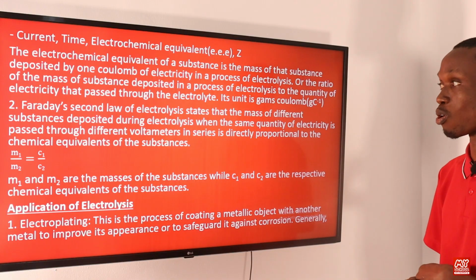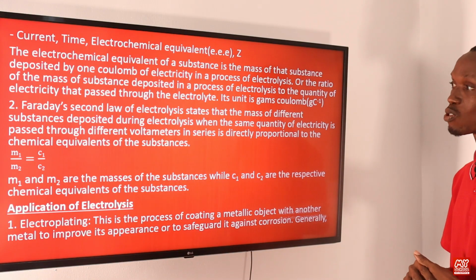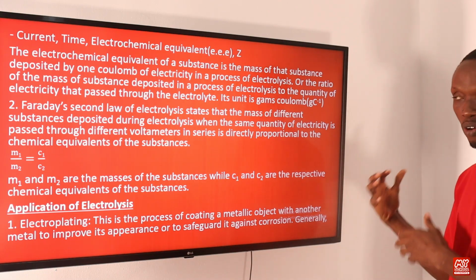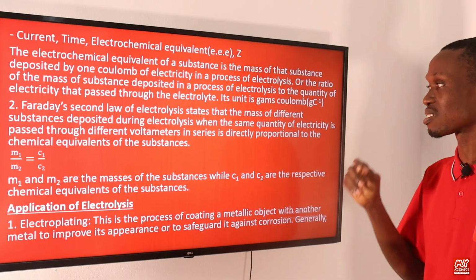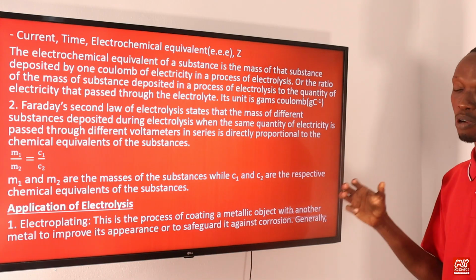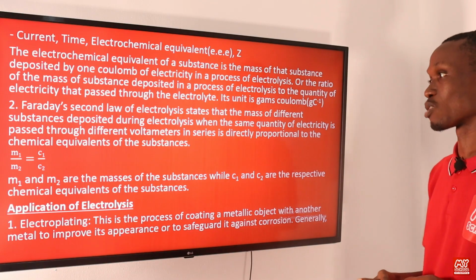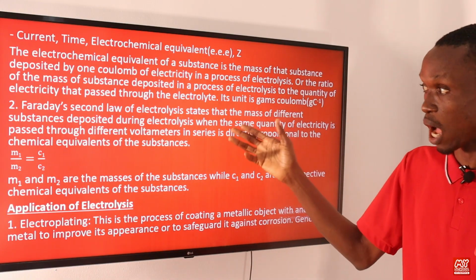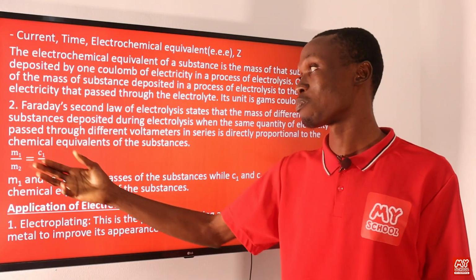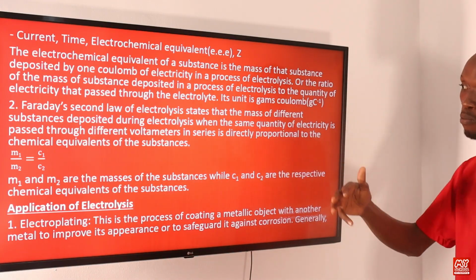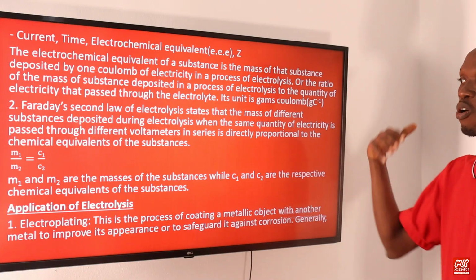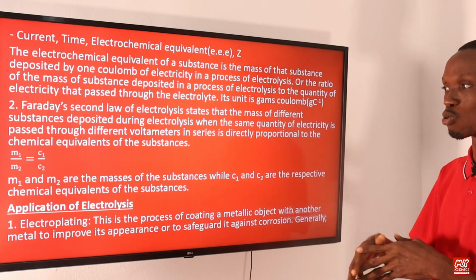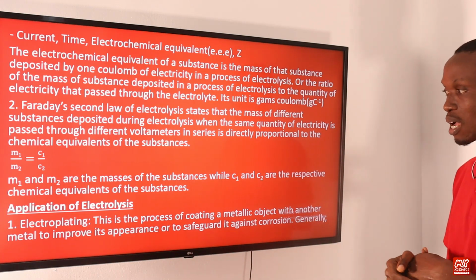Faraday's second law of electrolysis states that the mass of different substances deposited during electrolysis, when the same quantity of current is passed through different voltameters in series, is directly proportional to the chemical equivalent of the substance. So mathematically, M1 over M2 equals C1 over C2. M1 represents the mass of one of the substances, while M2 represents the mass of the other substance, C1 the electrochemical equivalent of one substance, and C2 the electrochemical equivalent of the other substance.